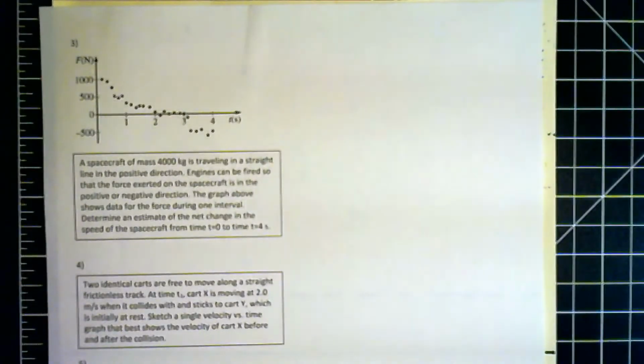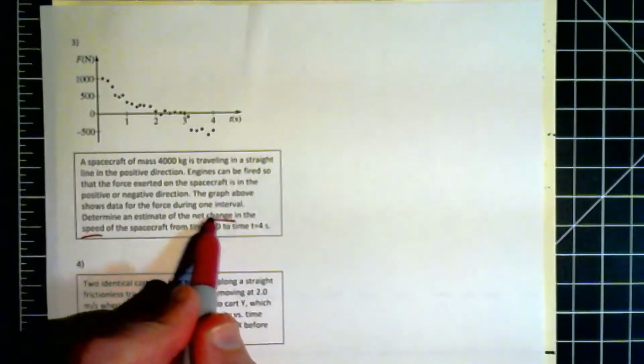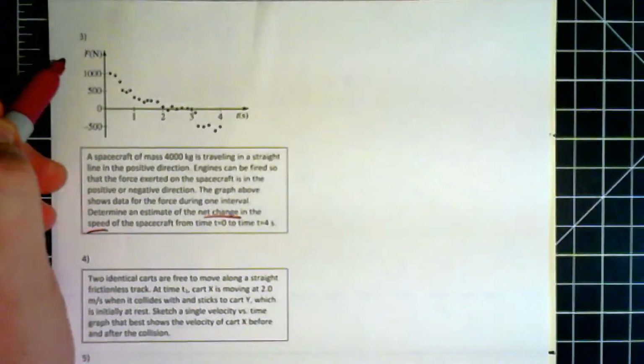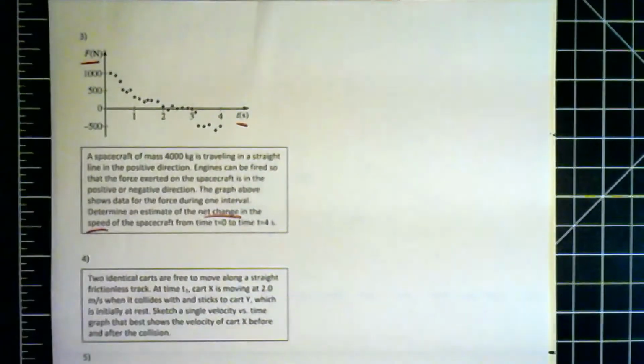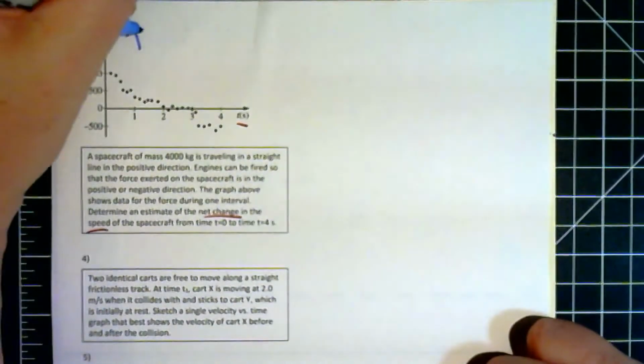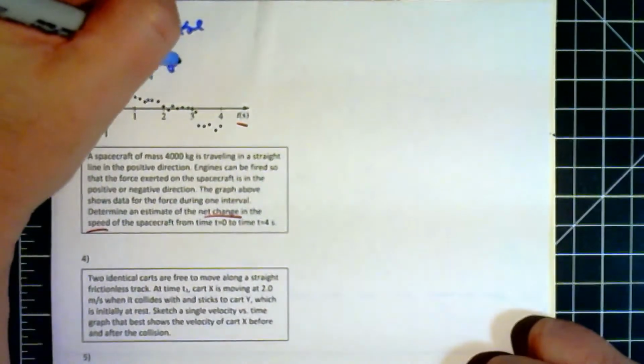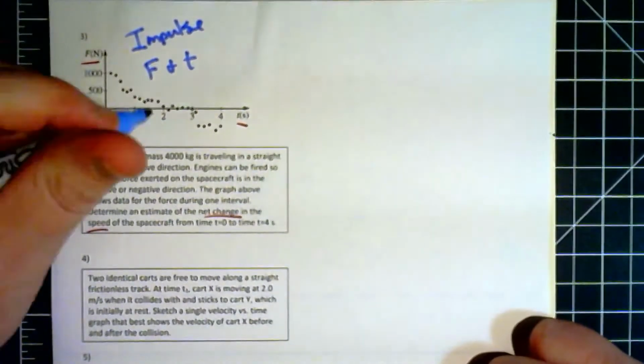The next question, number 3, we've got a force versus time graph. And what they ask us to do is to determine the net change in speed of the spacecraft. Net change in speed. Okay, so first of all, let's understand what the graph tells us. The graph indicates a force and a time. This is an impulse graph. Anytime you have force and time being graphed, that's an impulse.